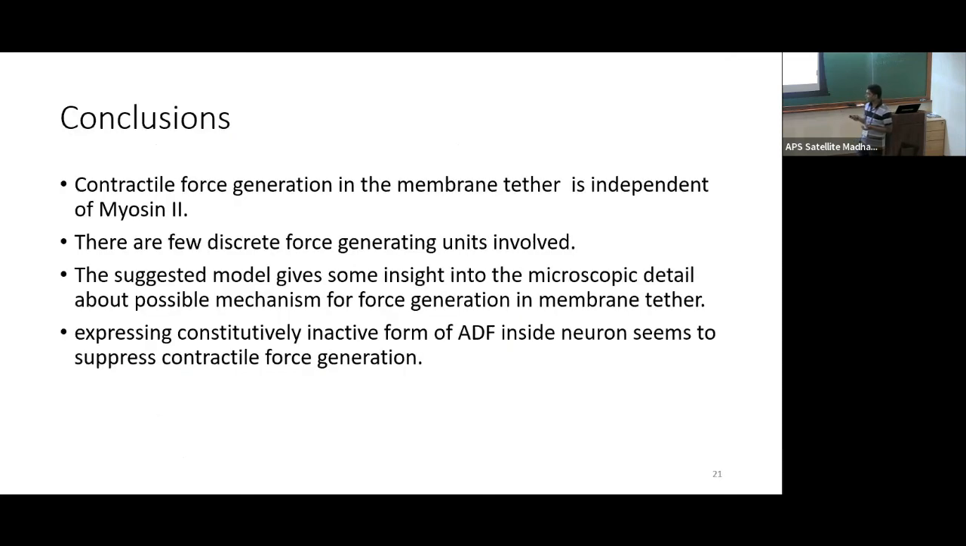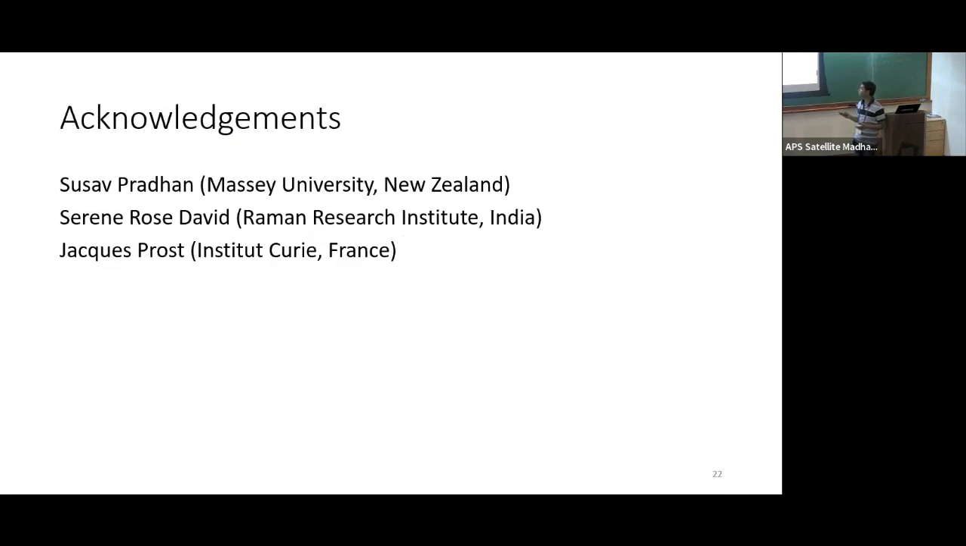So I conclude with this: this contractile force generation is myosin 2 independent, and there are only a few discrete force generating units involved, which can be confirmed with the partial peak drops and the sudden change in the slope while the force is increasing. And we have a model for this, and we think that ADF is behind this force generation. So with this, thank you.